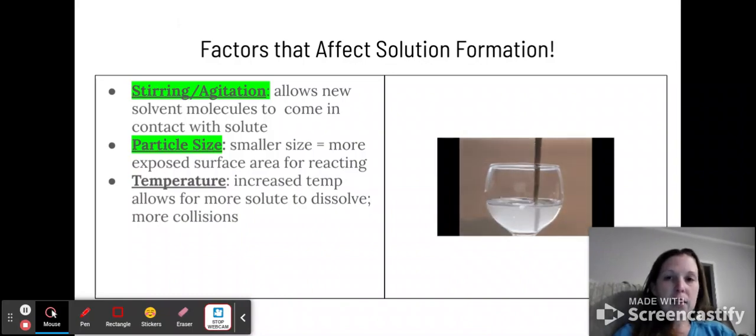And then the last factor is temperature. And when you increase the temperature, this allows more solute to dissolve because the water particles are moving faster, which allows for more collisions.